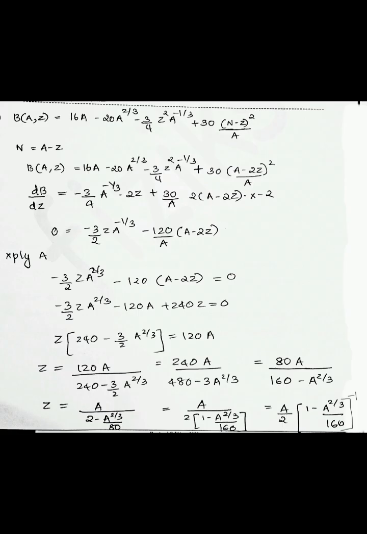That is, Z(240 − (3/2)A^(2/3)) = 120A. So Z = 120A/(240 − (3/2)A^(2/3)). This is equal to 240A/(480 − 3A^(2/3)), and this is equal to 80A/(160 − A^(2/3)). That is, Z = A/2 − A^(2/3)/80, which is equal to (A/2)(1 − A^(2/3)/160), or (A/2)(1 − A^(2/3)/160)^(−1). So this is the answer.